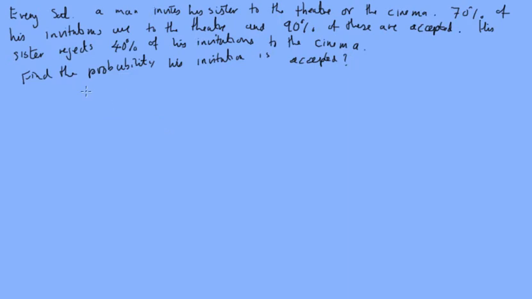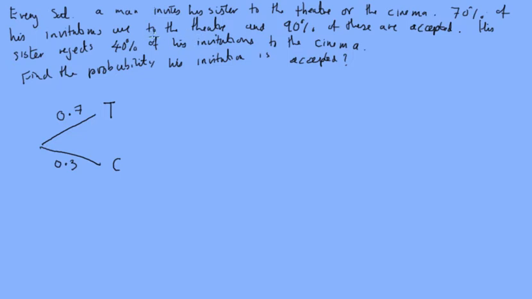Now we can use the tree diagram to apply the multiplication law. So he's either going to give her an invitation to the theatre or to the cinema. So it says that 70% of his invitations are to the theatre, so this is 0.7. Therefore, this must be 0.3.